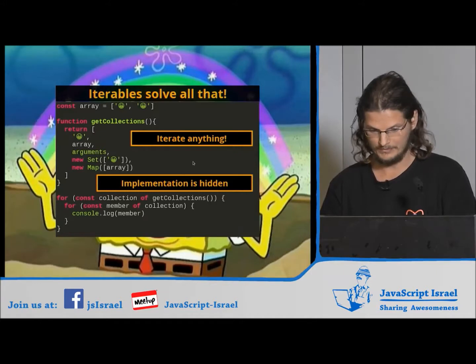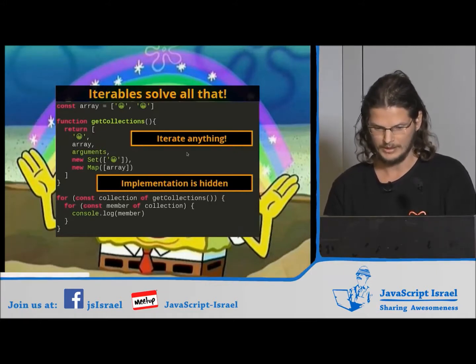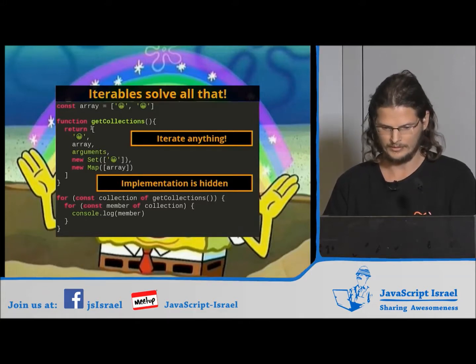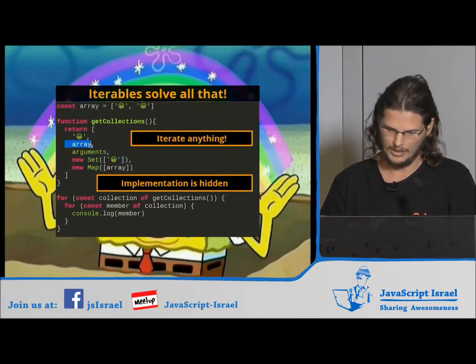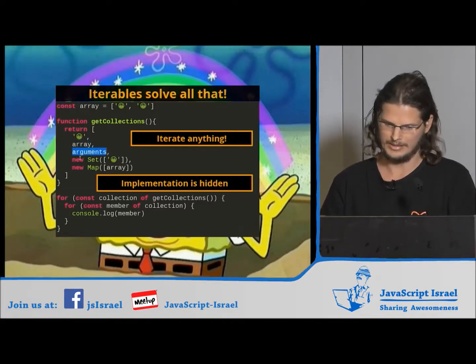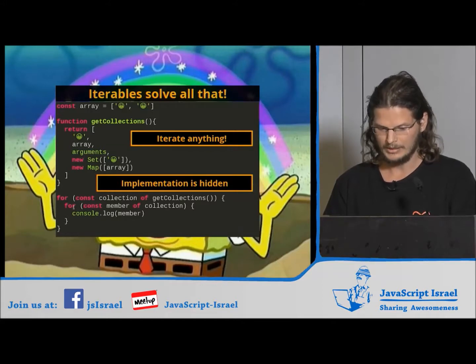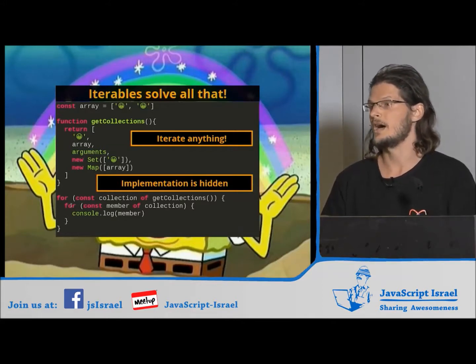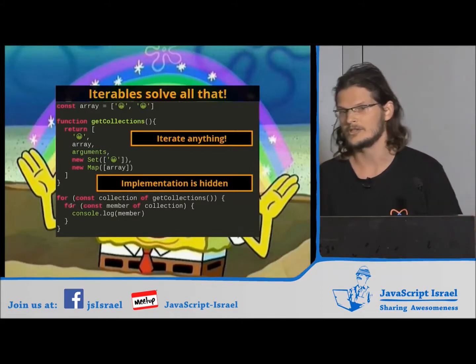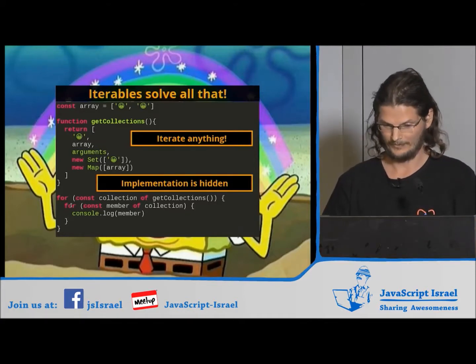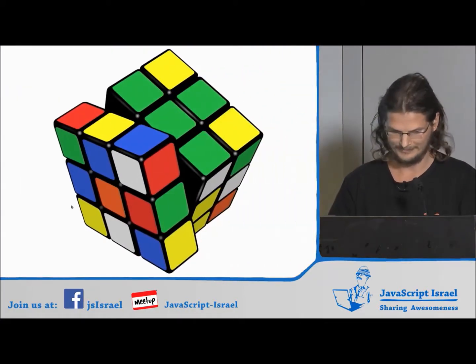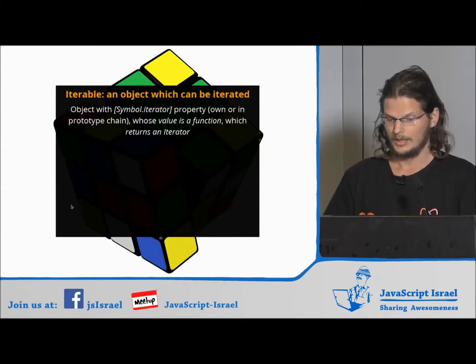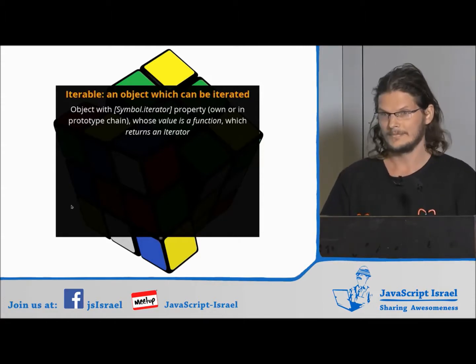Let's see this better example. We have an array, and we have a function which returns an array of different iterables. So we have a string, and an array, and arguments, and a set, and a map, and all of this can be iterated in the same way and without dealing with any of the implementation details. This is pretty awesome, if you ask me. Let's see how it works.